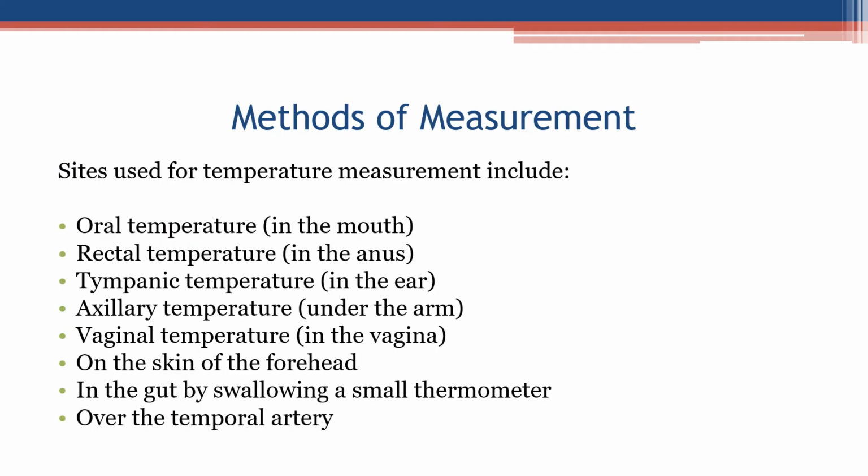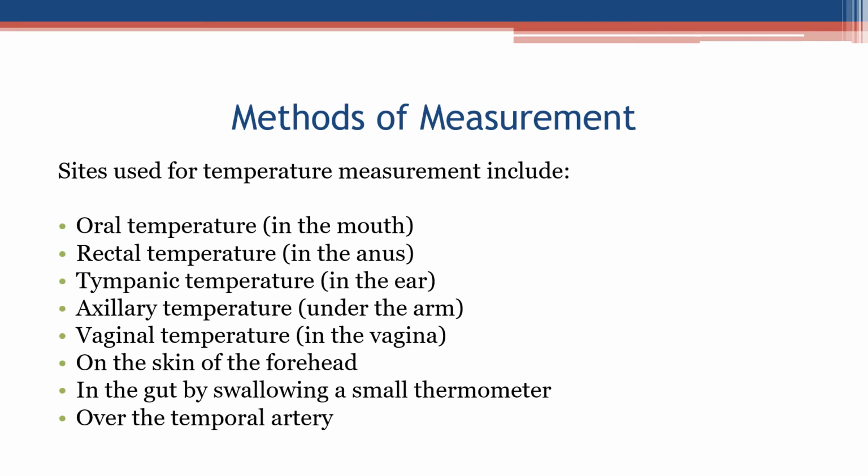Methods of measurement. Sites used for temperature measurement include oral temperature, in the mouth; rectal temperature, in the anus; tympanic temperature, in the ear; axillary temperature, under the arm; vaginal temperature, in the vagina; on the skin of the forehead; in the gut by swallowing a small thermometer.